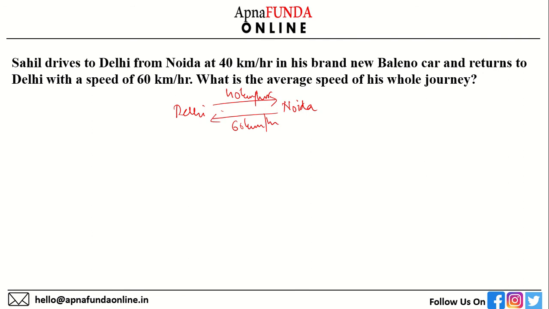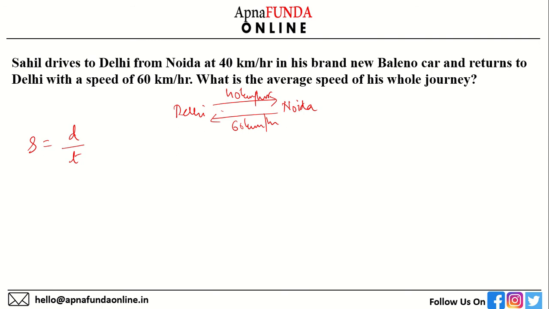Now we know that the distances are the same. This is assumed to be true. Delhi to Noida, Noida to Delhi. Now we know that speed is equal to distance by time. I hope you have seen my first video. We have discussed the concept of average speed. In case you haven't, please watch our first video on this topic. In the last 5 minutes, we have discussed average speed.